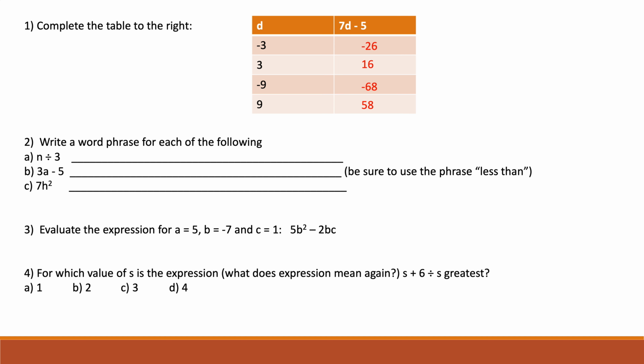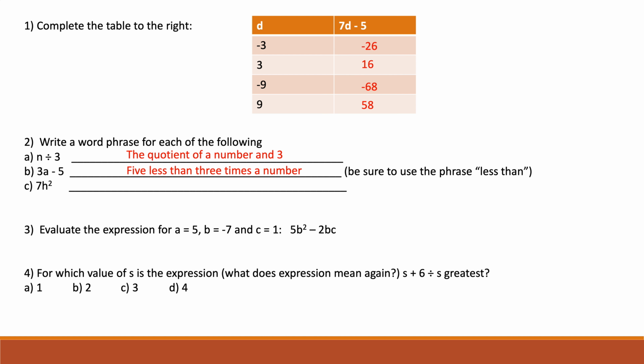Okay, write a word phrase for each of the following. Again, you already did the whole sheet, so I'm just giving you all the answers at once. There are lots of answers to this, but I'll give you some sample answers. The quotient of a number and 3: you could have written n divided by 3. Those all work.